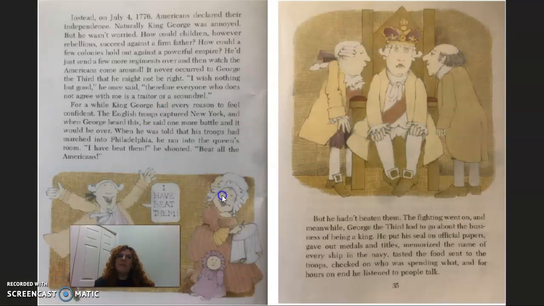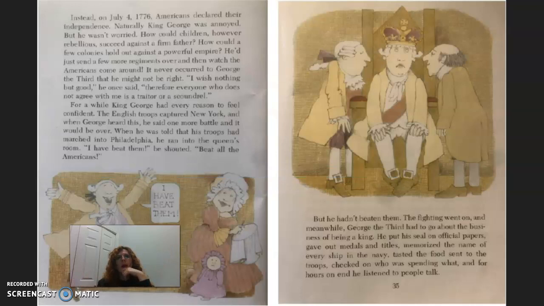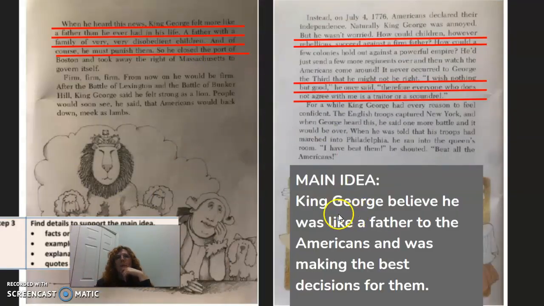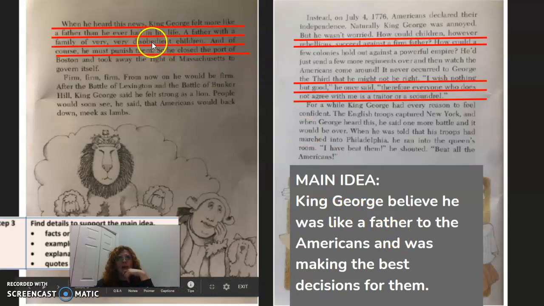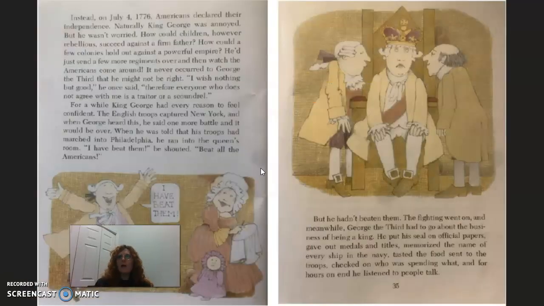Step 4. I have to ask myself, are my details important or just interesting? Well, my details talk about him being a father and how they're acting like children, and I think it tells me that he's trying to make decisions for them because he says, "I wish nothing but good." So I think all of these details are important. Now, let me see if I can find more details in this next page.